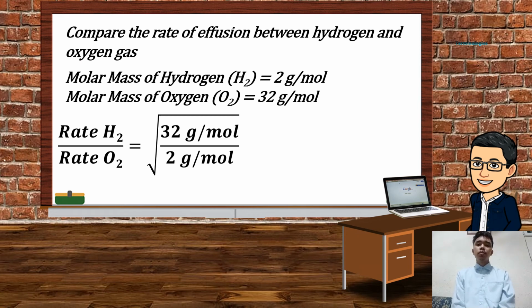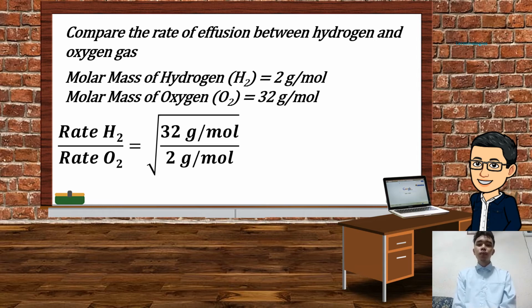Here is a sample problem of Graham's law of diffusion. Let us compare the rate of effusion between hydrogen and oxygen gas. What we are going to do is to identify the molar mass of the given elements. If we look at the periodic table, the mass of hydrogen is 1, but since hydrogen is a diatomic element, its molar mass is 2 grams per mole. Oxygen has a mass of 16, but oxygen is also a diatomic element. Its molar mass is 32 grams per mole.